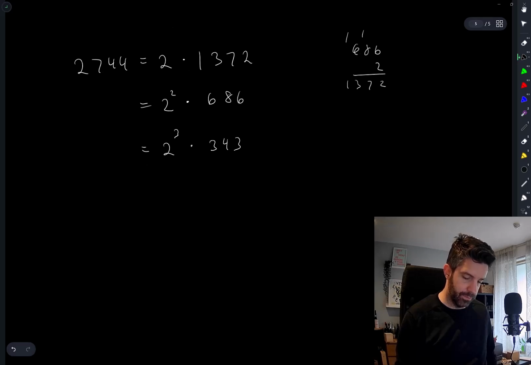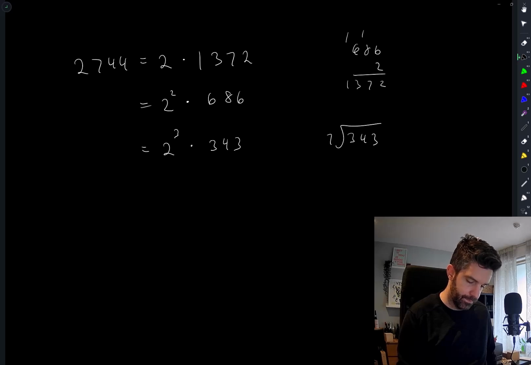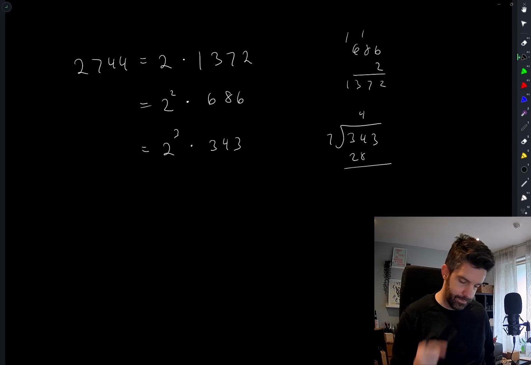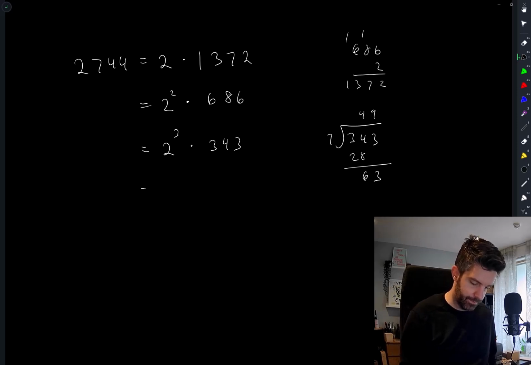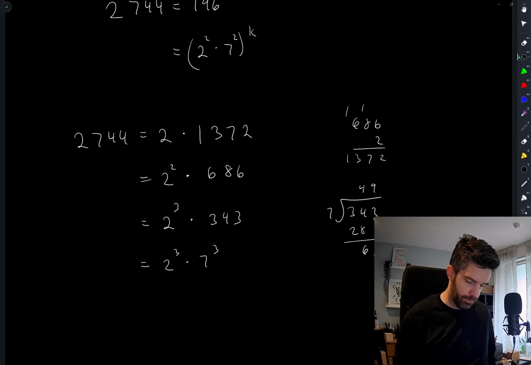This must be divisible by 7. 343 is 7 times 49, which is 7 cubed. Okay. So k has to be 3 over 2, which is option D.